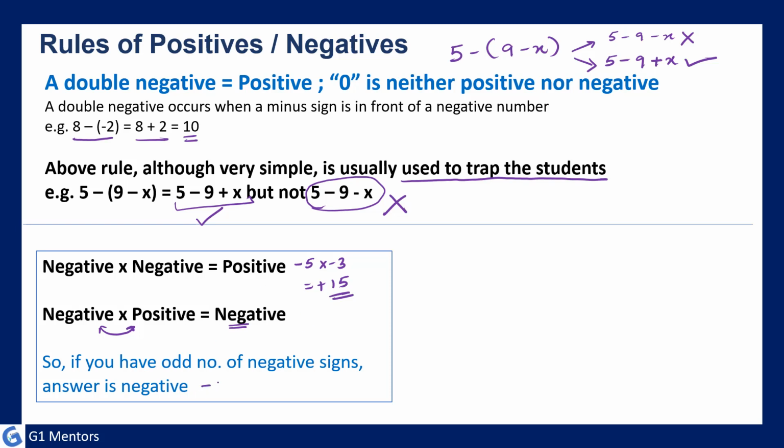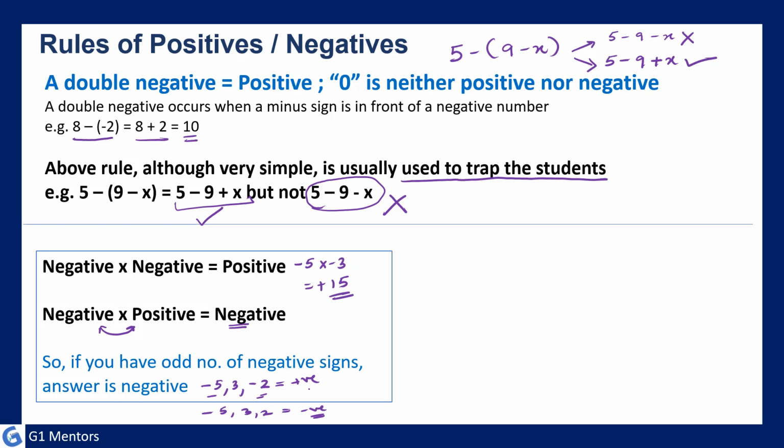So for example, if we are multiplying minus 5, 3 and minus 2, how many negatives are there? 1 and 2, which is an even number. So the result will always be positive. If the numbers are minus 5, 3 and 2, here we have only one negative, which is an odd number. So the result will always be negative.